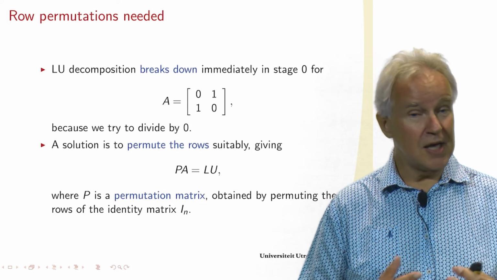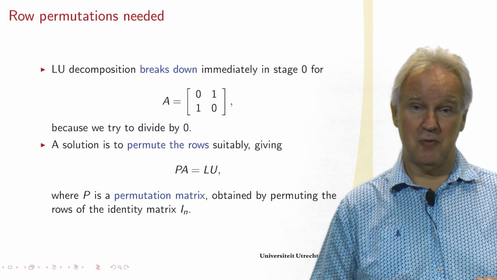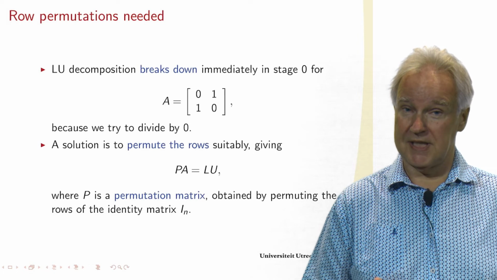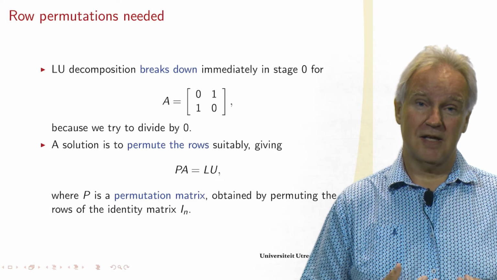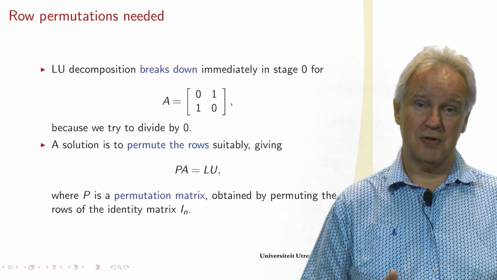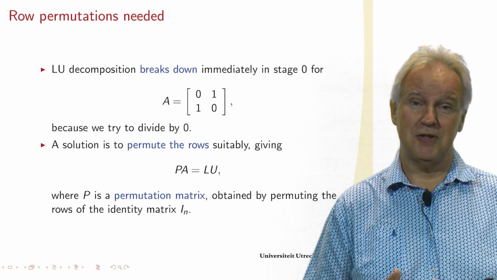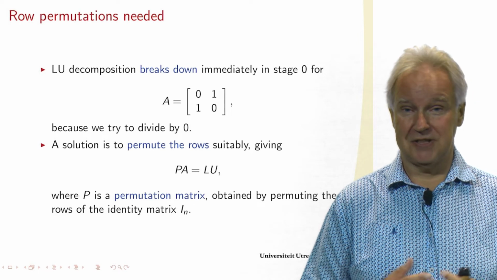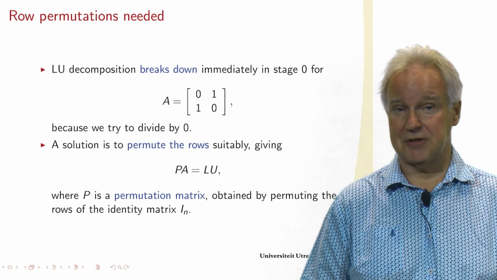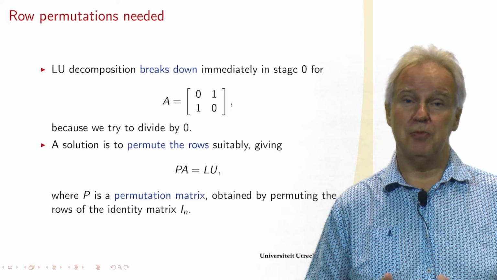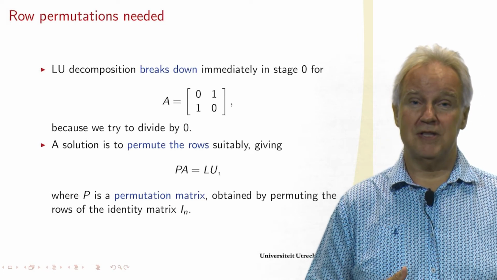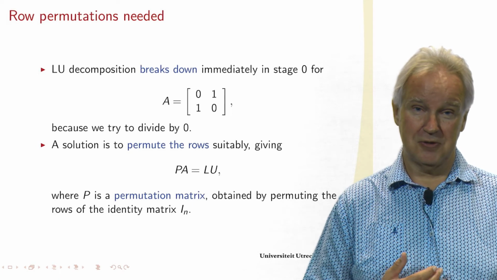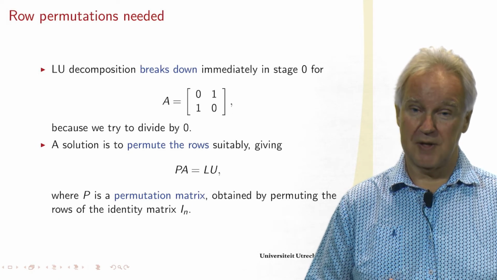Sometimes you don't know what the suitable permutation matrix is. Then you have to compute the LU decomposition, and when you try to divide by 0, you permute suitably. And this is what the procedure is, what people do in practice. And then you permute it actually by moving the largest element in column k to the diagonal, so that you're as far away from 0 as possible.